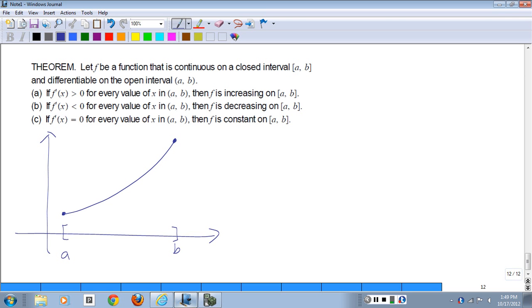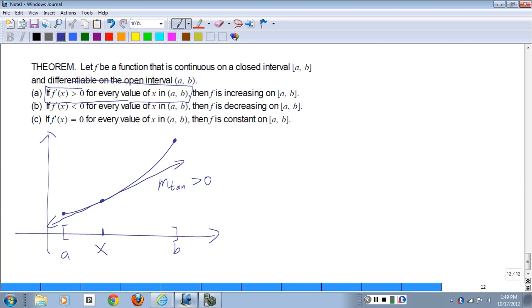The hypothesis is that f prime of x is greater than 0 for every value of x in the open interval. So it might not be differentiable at the endpoints, but if I'm trying to invoke this right here, then that means that if I pick any number x in that open interval (a, b) and look at the slope of the tangent line, m sub tan is positive.